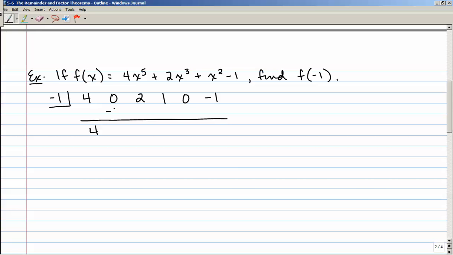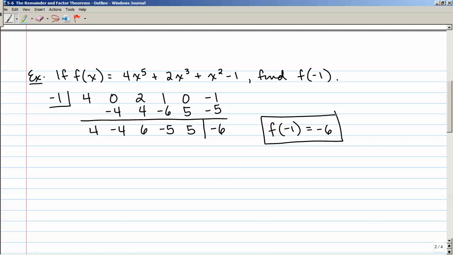Negative 1 times 4 is negative 4. Add those, negative 4. Negative 1 times negative 4 is positive 4. Add those, 6. Negative 1 times 6 is negative 6. Add those, negative 5. Negative 1 times negative 5 is 5. Add those, it gives me a 5. Here comes my remainder. Negative 1 times 5 is negative 5. Add those, negative 6. Remember, the remainder is the number I'm looking for. So f of negative 1 is negative 6.